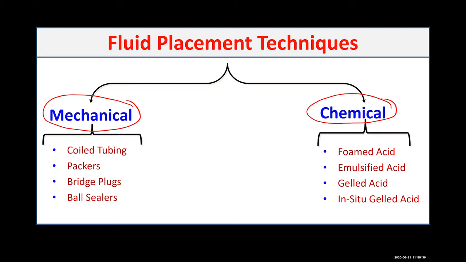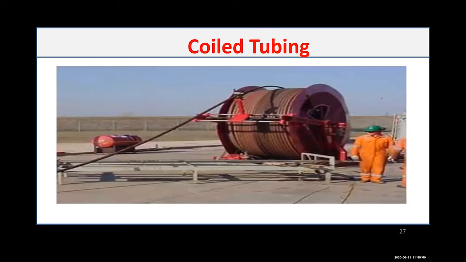Mechanical methods include coiled tubing, packer, bridge plug, and ball sealers. For chemicals, we have foam acid, emulsified acid, gelled acid, or in situ gelled acid. Just like coiled tubing, that's a picture of coiled tubing. In this case, you go with the coiled tubing to whatever depth you are interested in treating and pump the acid there. Then move the coiled tubing to another area and pump the acid there. And move the coiled tubing to the third area and pump the acid there. So you use coiled tubing to spot the acid in each location through the whole well.